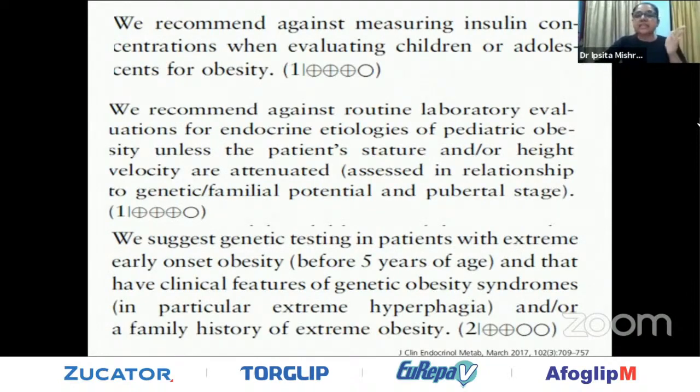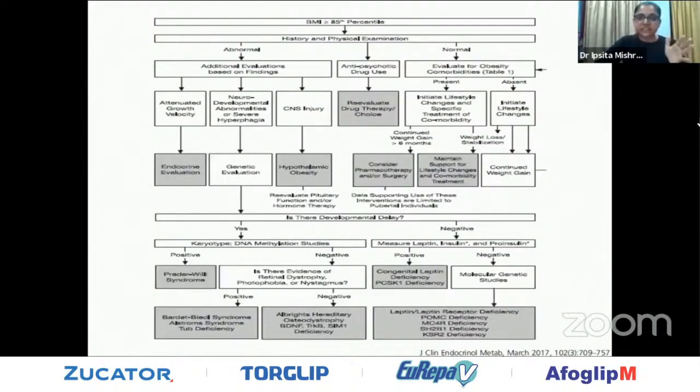The ESG recommends that we do not measure insulin in routine evaluation. Evaluate for endocrine etiologies only when the patient is short or the height velocity is decreased. Evaluate for genetic testing only when there is extreme early onset obesity before 5 years with hyperphagia. So this is the total summary. Classify the child as overweight or obese, take a detailed history, do a detailed physical examination, look for comorbidities, and classify whether you need an endocrine evaluation, a genetic evaluation, or whether this is a simple exogenous obesity.